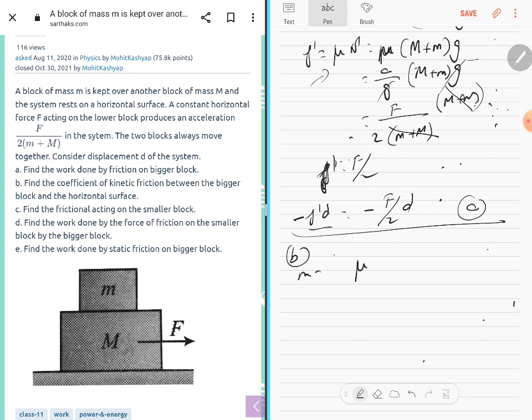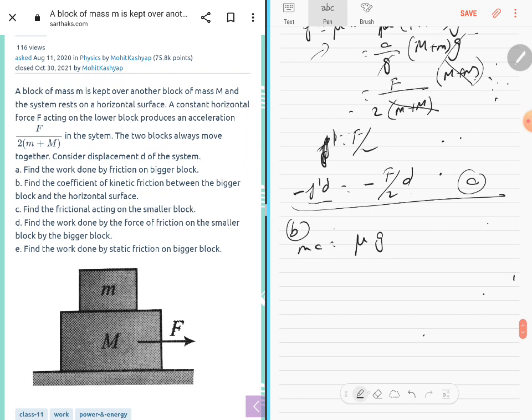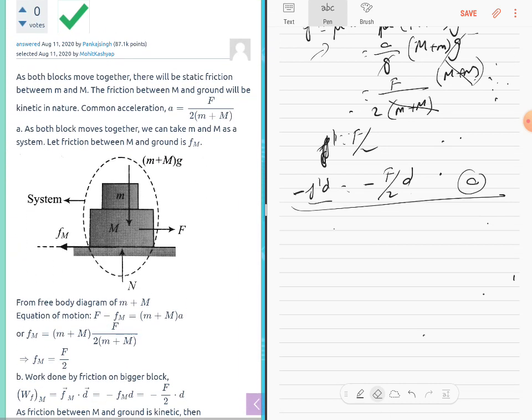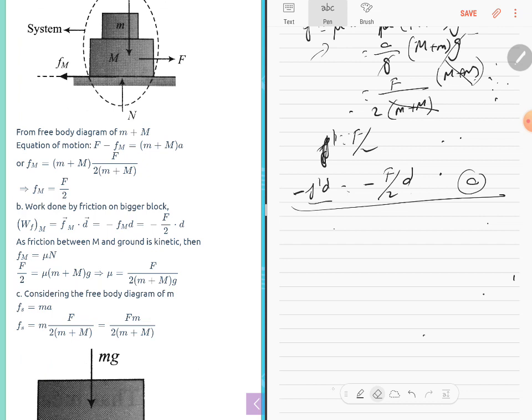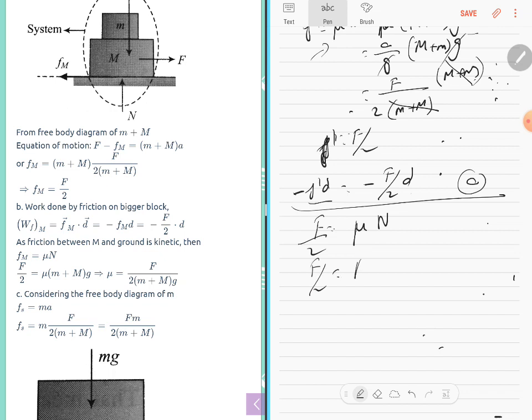So can we say that ma is equal to mu into mg? Ma is the force, and mu into mg is the friction. Okay, the second part, find the coefficient of kinetic friction between the block and the surface. Let me see the solution once again. So this is what it is. We got F minus F by 2 into d. In the case of kinetic friction, you should know that the applied force is equal to the frictional force. The applied force here is F by 2, and the frictional force is mu into, again, the normal reaction only. So F by 2 equals mu into the normal reaction, which is (capital M plus small m) into g.